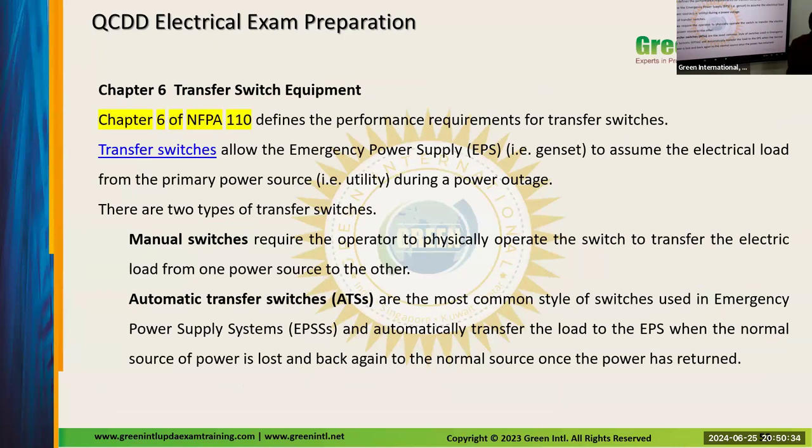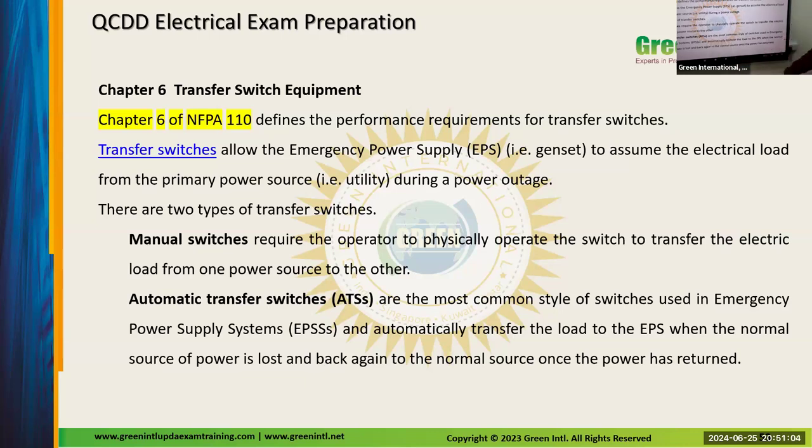Okay, shall we start? So 6, 7, 8. In 6 we have an ATS, transfer switch equipment. In 7 and 8 we have maintenance. As I told, we may have 1 or 2 questions from there; there is a possibility of questions from the transfer switches, and chapters 7 and 8 have maintenance. There we have so much information, but all of it is put together in a table.